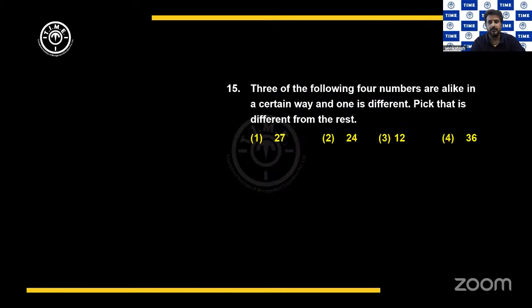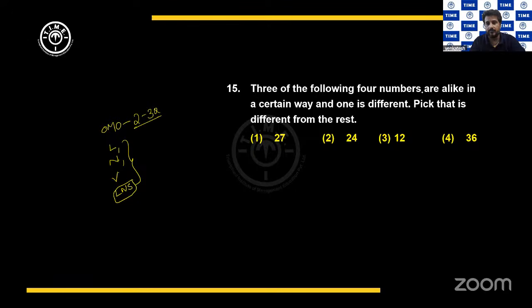Three of the following four numbers are alike in a certain way and one is different. Now we have come to the odd one out. Even from the odd one out, in tier 1, 2 to 3 questions are expected. The 2 to 3 questions are from letter odd one out, number odd one out, verbal odd one out, or combination of letter, number, symbol odd one out. This model was recently introduced. When we solve that question, you will get the idea.